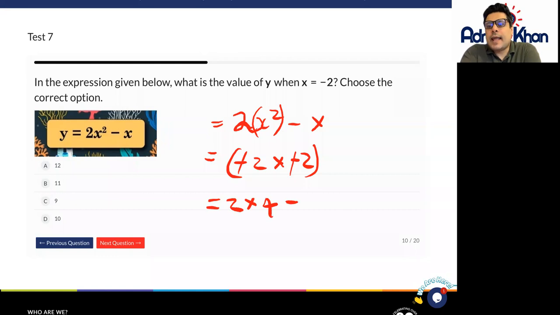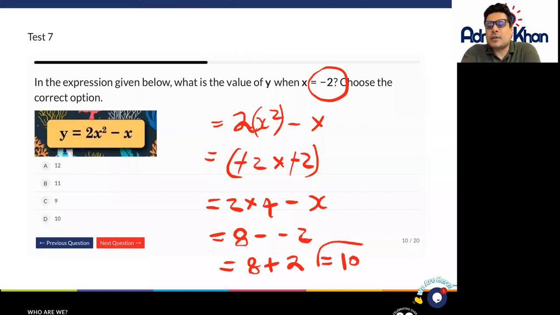minus x. Now, what's 2 times 4? 2 times 4 will become 8 minus x, but again, x stands for -2, so we'll just put a -2 there as well. Now, if the two minuses are next to each other, that means you add. So 8 add 2 gives us an answer of 10. So in this case, 10 will be our final answer.